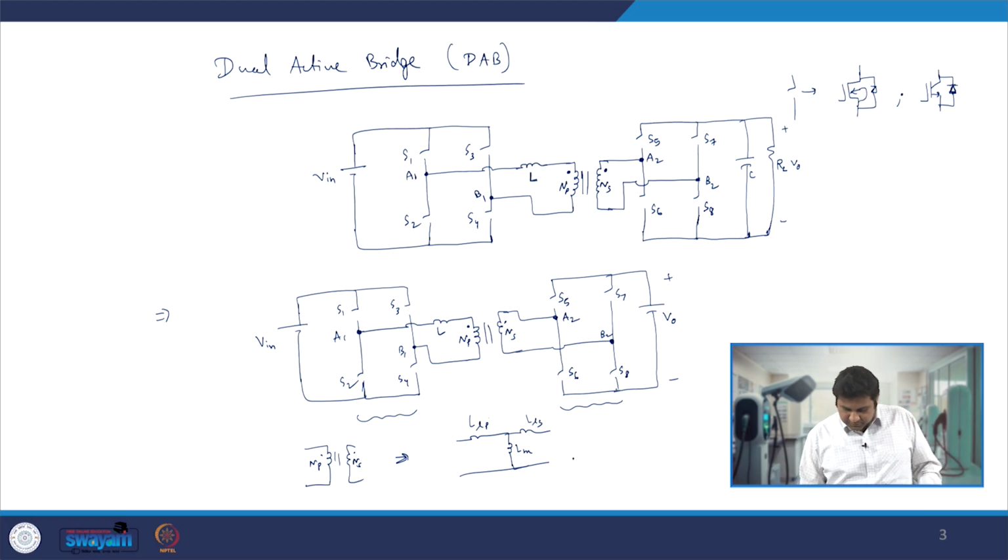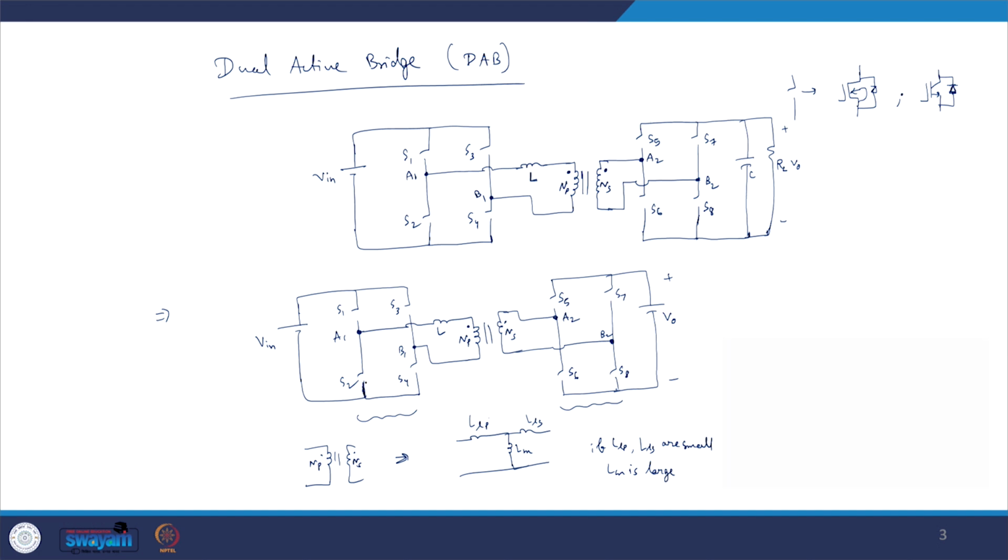If we assume Lp, Ls, the leakage of primary and secondary, are small and less than, you can say, that L value, and Lm is large enough, or is large. Now this transformer we can define in this manner, considering we have the T model of the transformer.